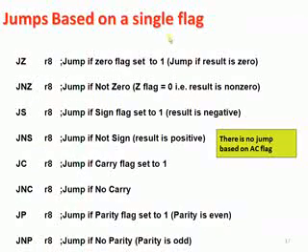Now jumps based on a single flag. Jump if zero: if the zero flag is 1, then only it transfers the control. Jump if non-zero: if the zero flag is 0, then it jumps to the location. Jump if sign, jump if no sign, jump if carry, jump if no carry, jump if parity. If there is a parity, that is if the parity bit is set to 1, then the control will be transferred to the specific location. And jump if no parity, again the same thing.